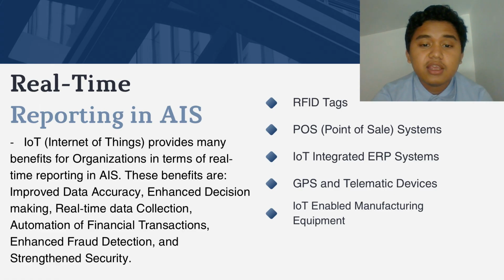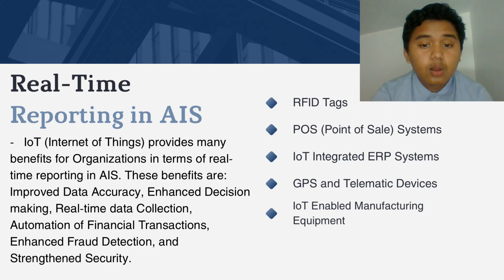Next, we have the ERP systems. ERP stands for Enterprise Resource Planning. It's an integrated software application that manages the company's core business processes by providing a single source of truth for data, improving efficiency. Next, we have the GPS and telematic devices.